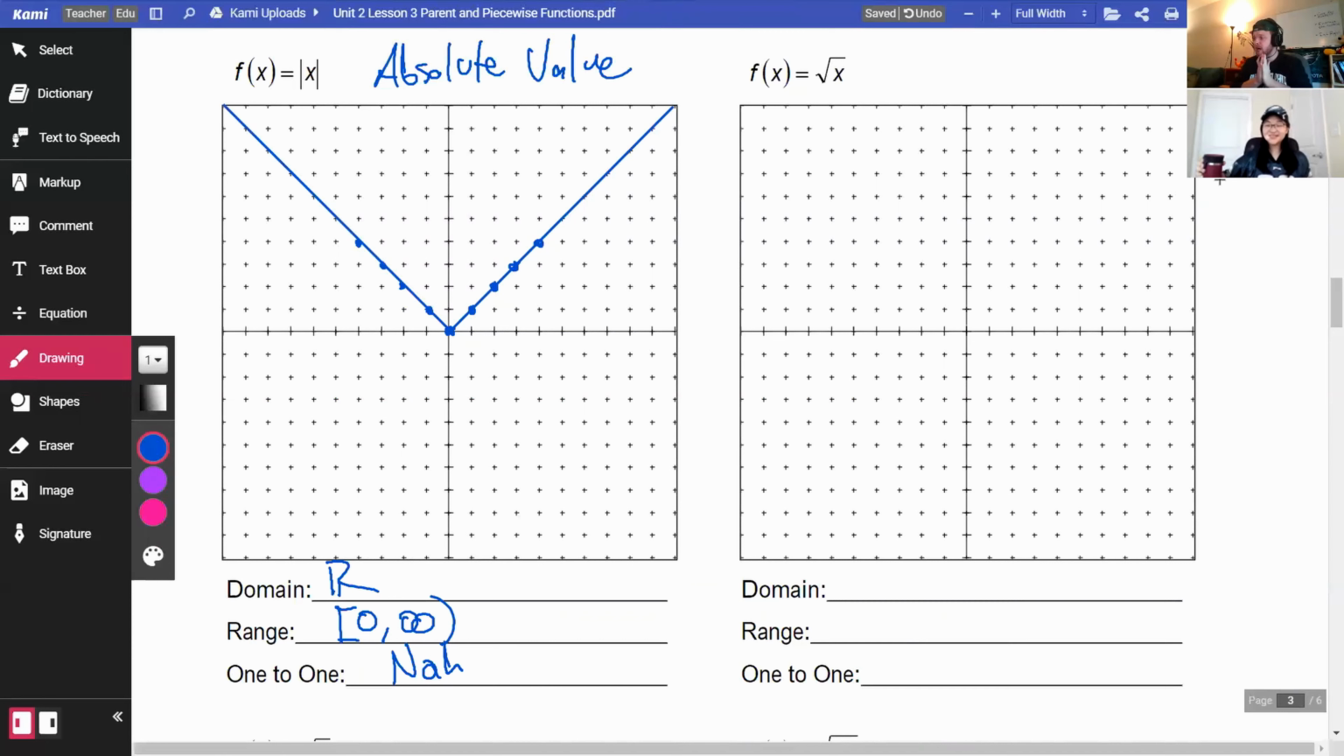Okay. There we go. We get the absolute value function. Now let's get the square root function. You may recognize this from geometry class. What does the square root function look like? 0, 0. 1, 1. 4, 2. 9, 3. And you're just getting these points from plugging them in, right?